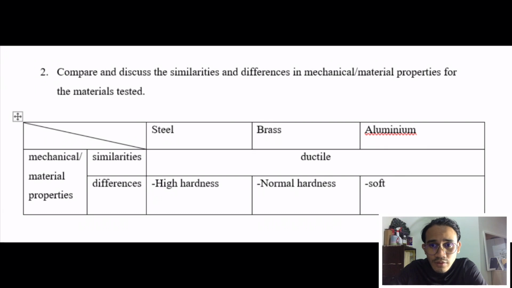The similarities in mechanical or material properties for the materials tested, which are steel, brass, and aluminium, is that all of them are ductile. For the difference between them, steel has a high hardness, brass has a normal hardness, and aluminium is soft.